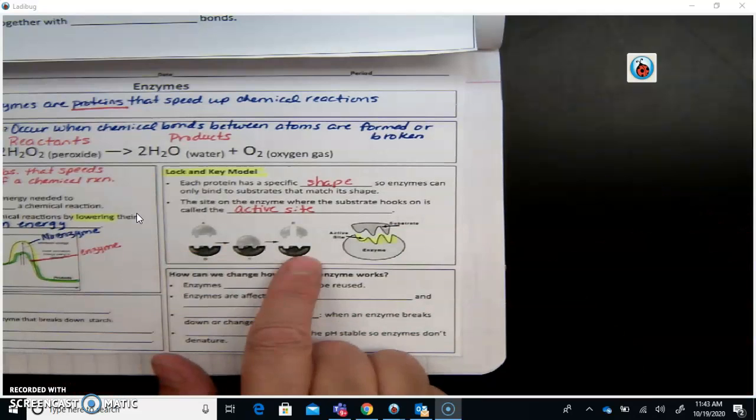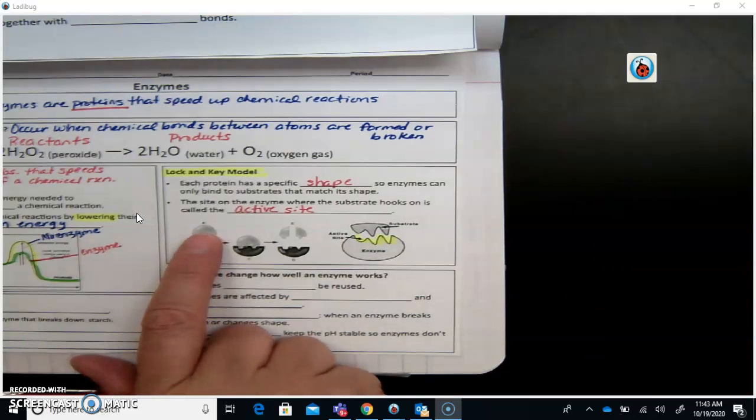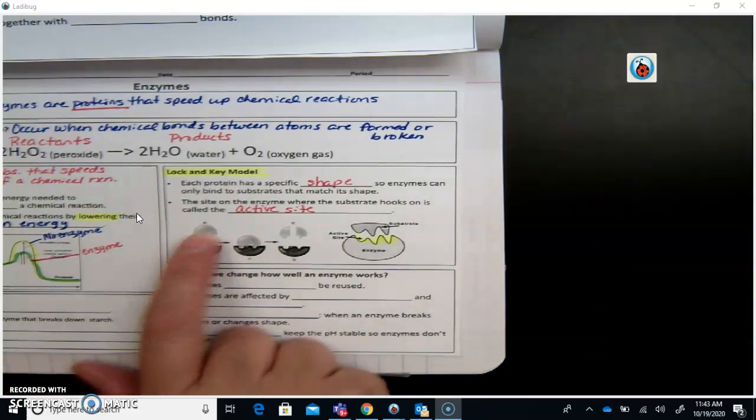So when we look at the lock and key model, we're going to do some labeling. A is going to be the substrate, some compound.